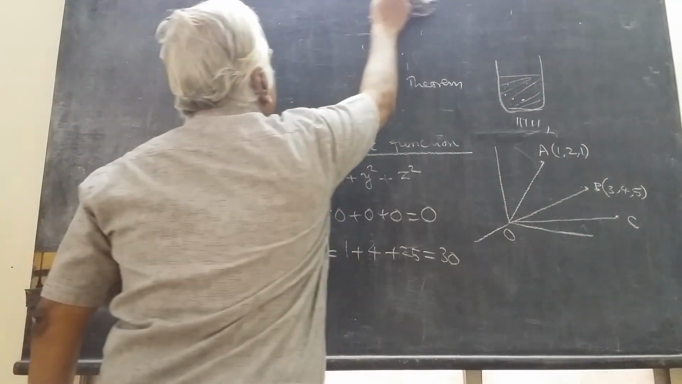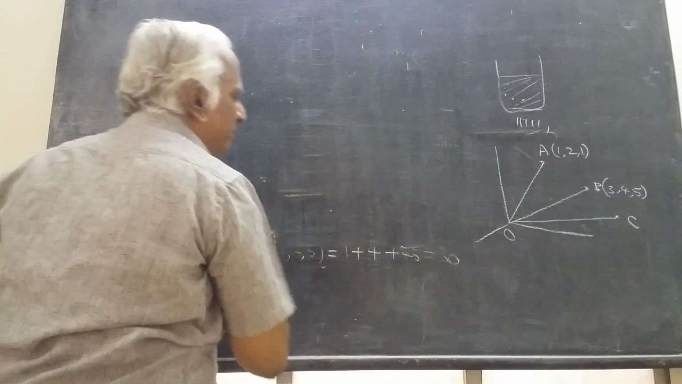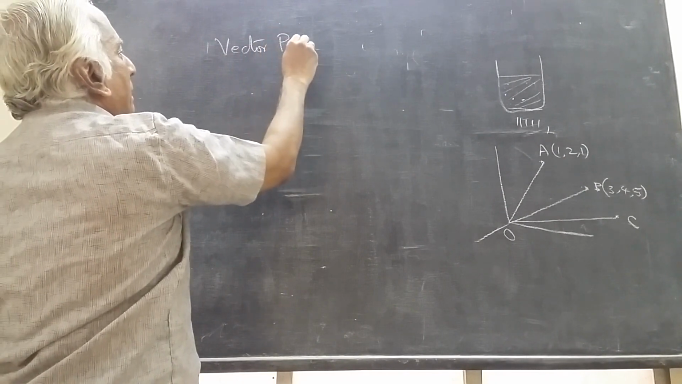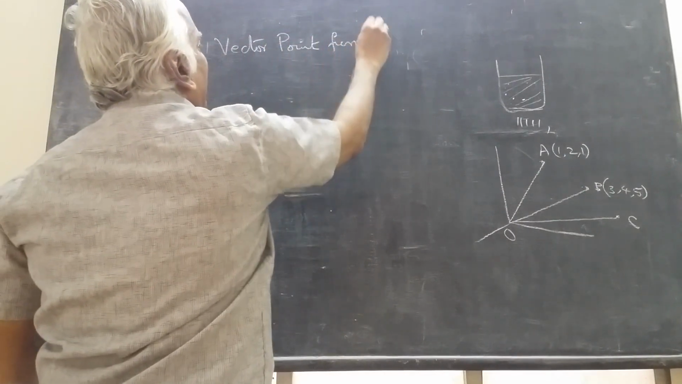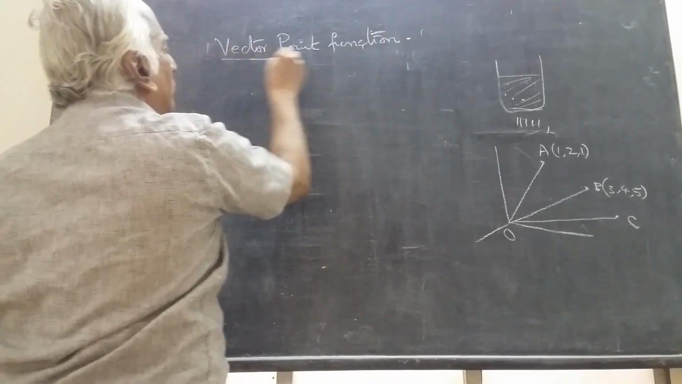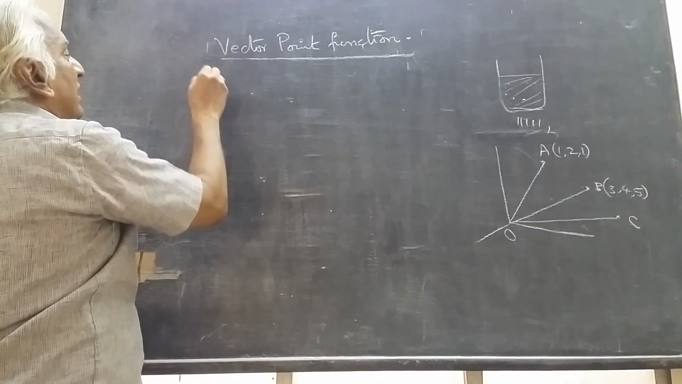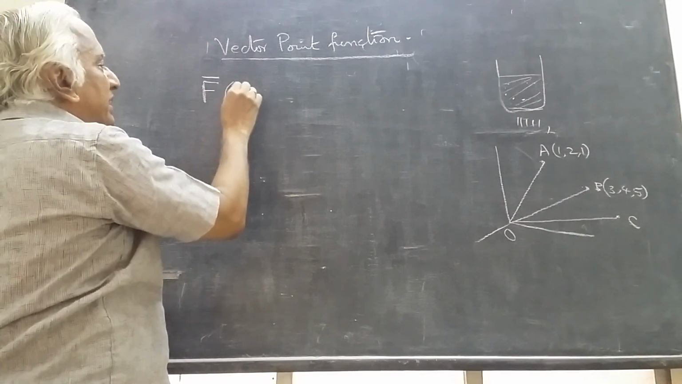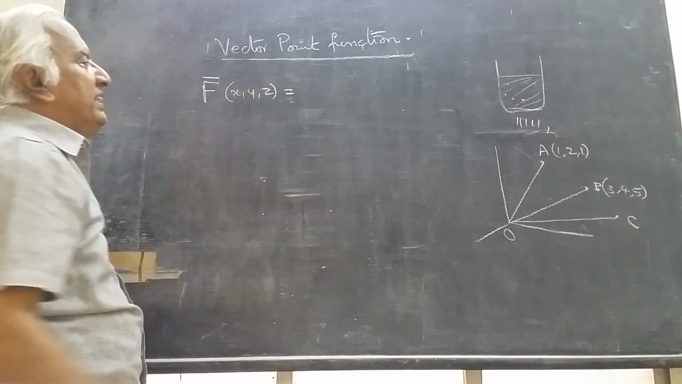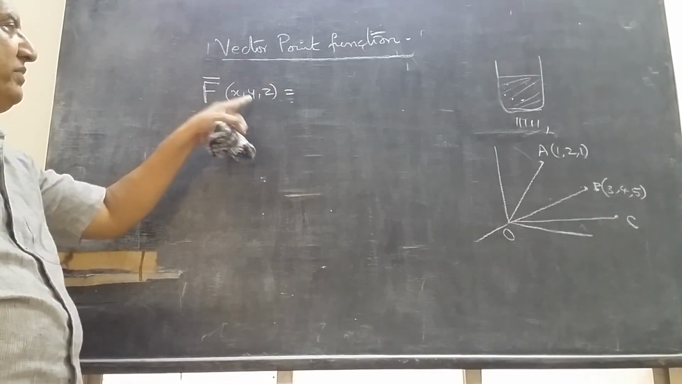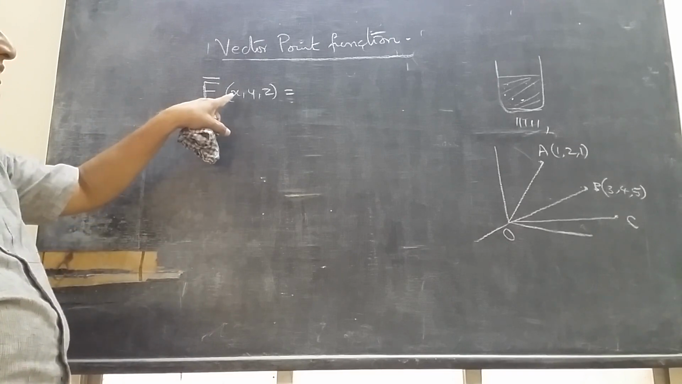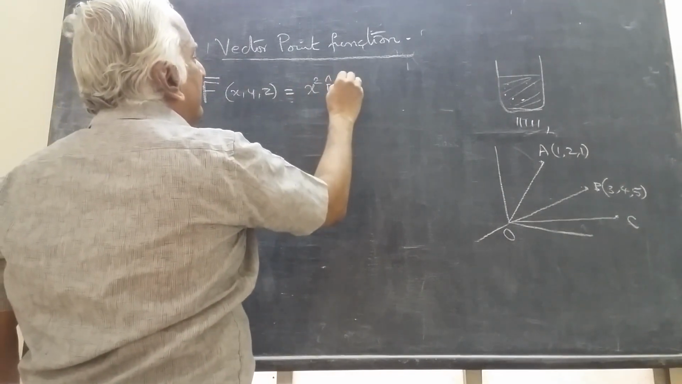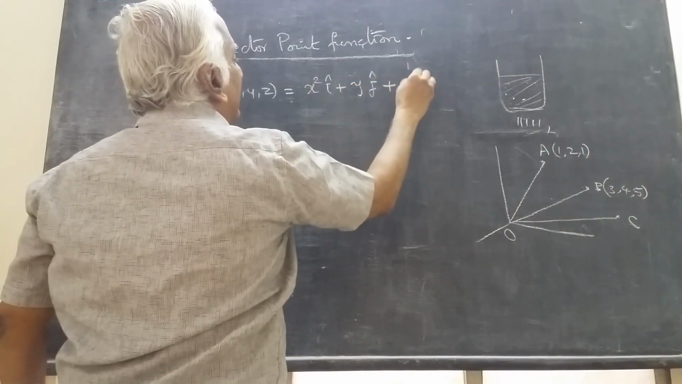Now we are considering another one, vector point function. You consider f bar. The bar is written because it is a vector. This function depends on x, y, z, the coordinates of a point in space. F bar of x, y, z. F bar is the function, and x, y, z are the coordinates of the point. Now they say write x square i, y j, z cube k.